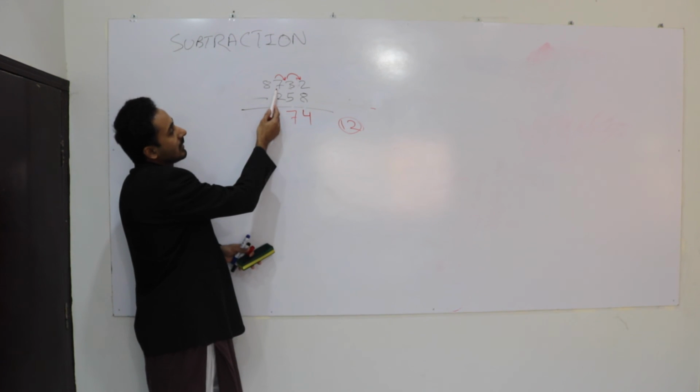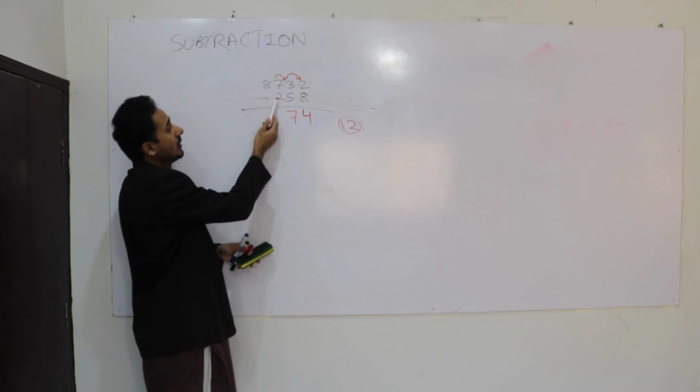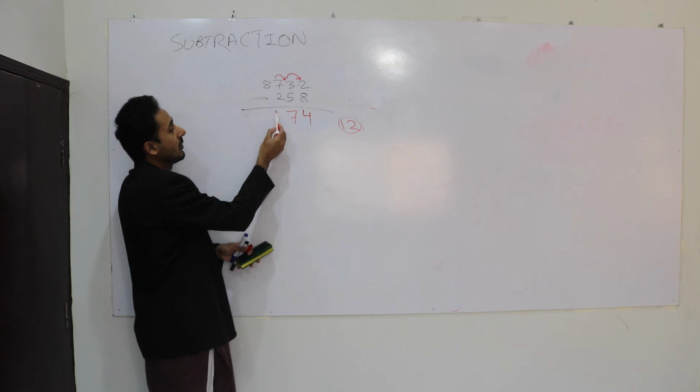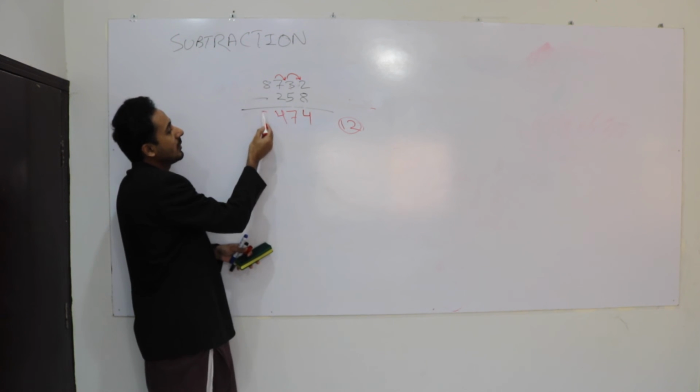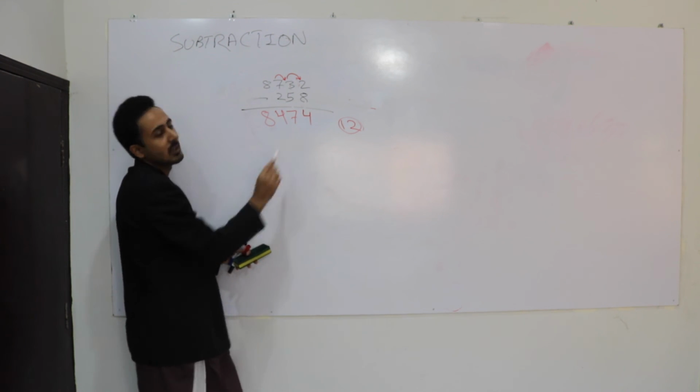Now here, because we donated 1, 6 is remaining here. So 6 minus 2, that is 4. And this 8 will be written as it is here. So this is the answer.